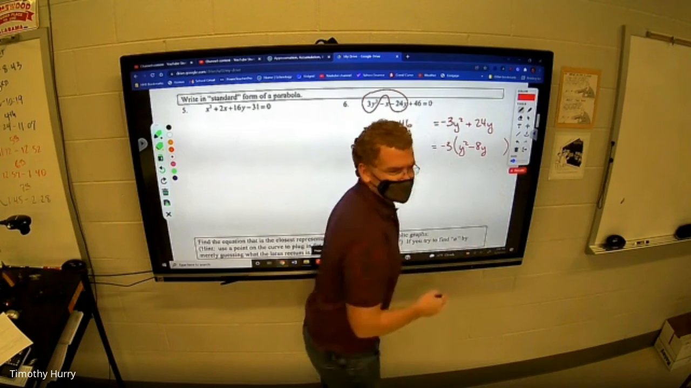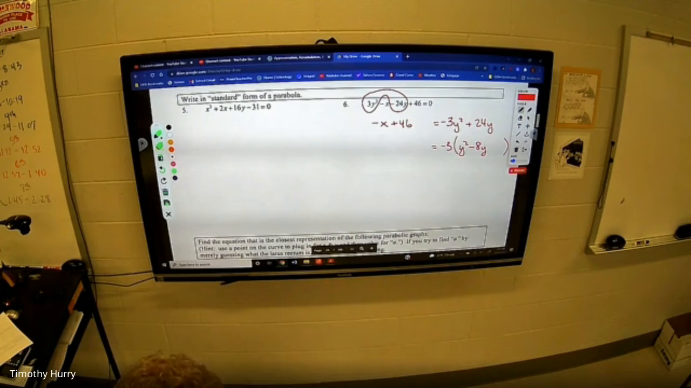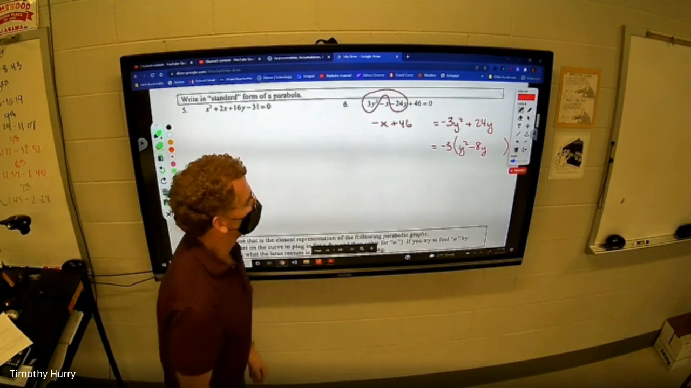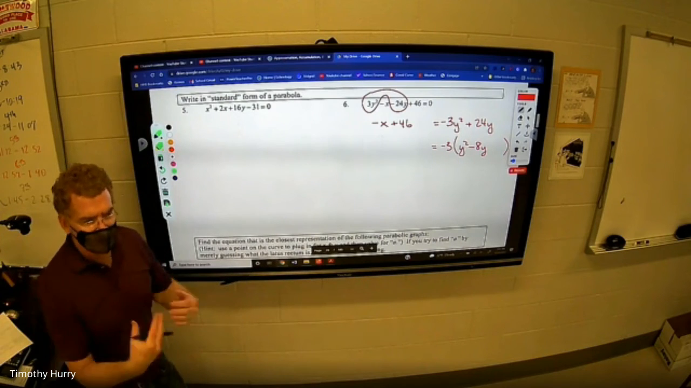A lot of y'all missed this on your test. You pulled out like the 1/8 or the 3 or whatever and forgot to change that b value. Just be careful about that. Sometimes I knew it was careless because I saw you do it right somewhere else. So it's an easy thing to forget.